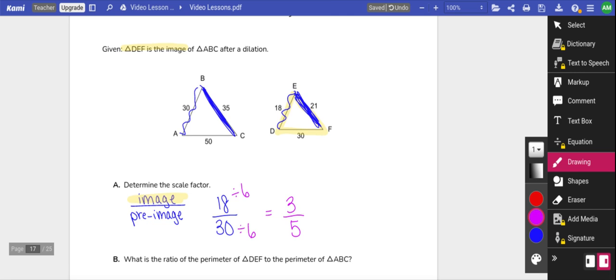Now you're going to ask yourself, does that make sense? The answer is yes, because this is less than 1 and my shape got smaller. My image is smaller than my pre-image.